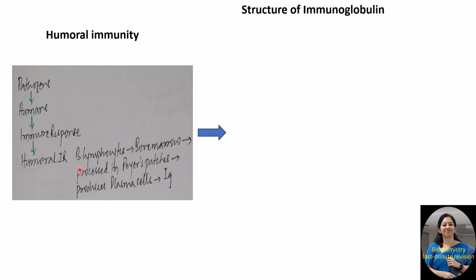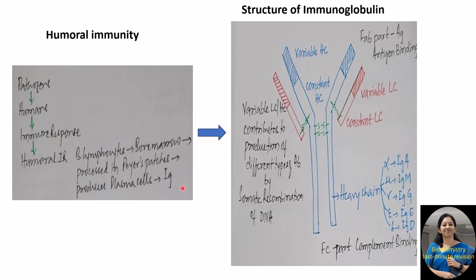This is initiated by B lymphocytes, which are produced in the bone marrow and processed in Peyer's patches, or also in lung-associated lymphoid organs, and they stimulate the plasma cells to produce immunoglobulin. Now this is the structure of immunoglobulin. It has two light chains and two heavy chains.